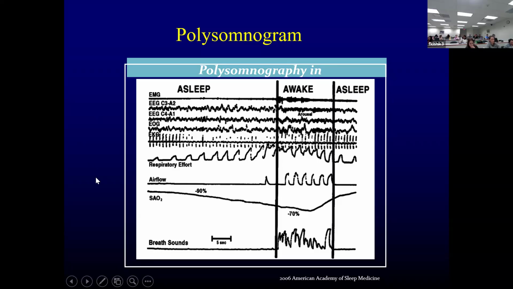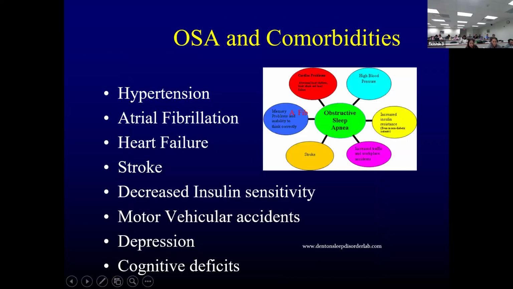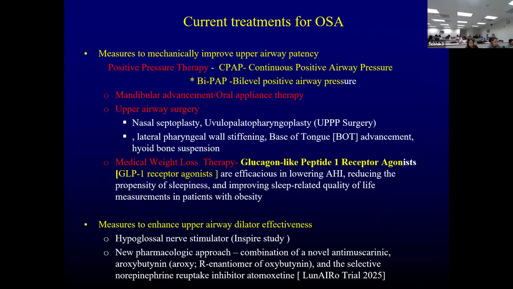Nowadays, instead of such a detailed study, we do home sleep testing, in which patients get a pulse oximeter and a device with which we can measure if they have sleep apnea or not. I've already talked about the comorbidities of this: hypertension, heart failure, stroke, increased motor vehicle accidents, depression, etc., are all related to OSA.